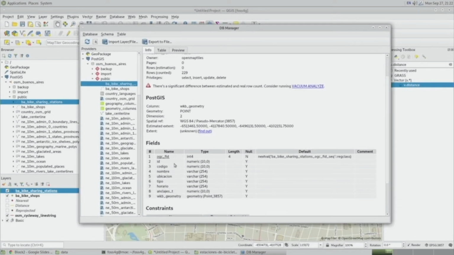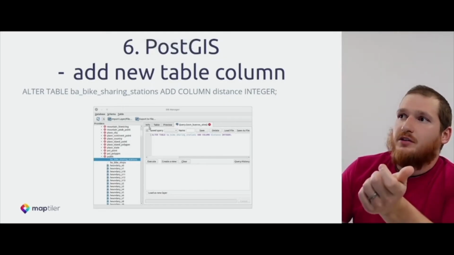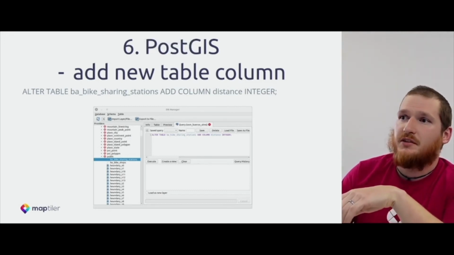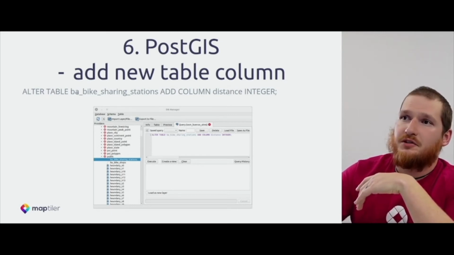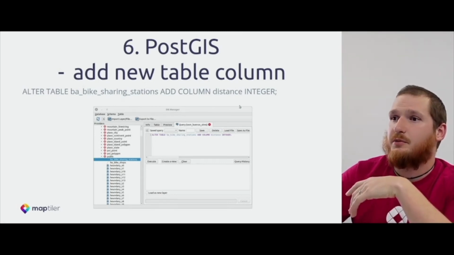We want to once again add this column to the table. We'll do it from this DB Manager. So if you click on this SQL window, console will appear, and here we can write any SQL query. How to add new table column? We will use alter table command, and we will just say, okay, so we want to alter this table, bike sharing stations, and we want to add new column, which is called distance, and it's again integer type.